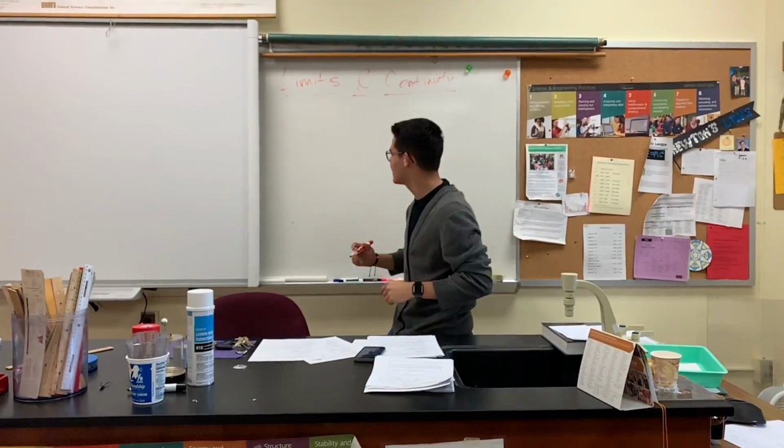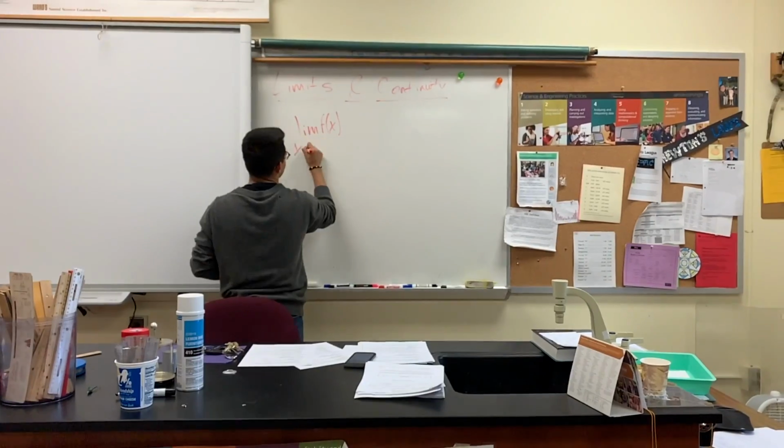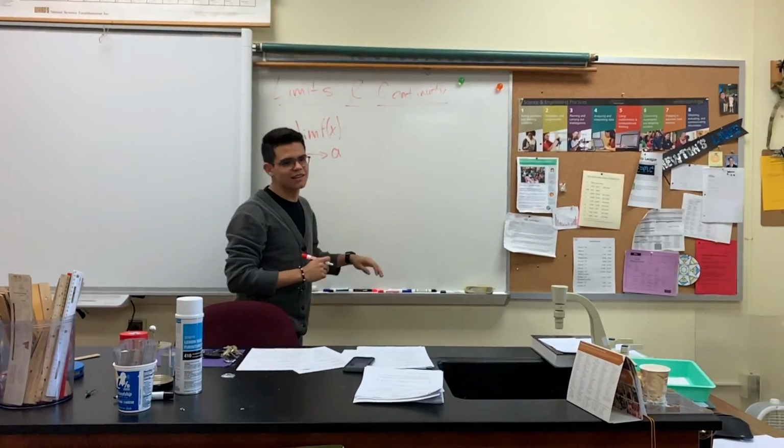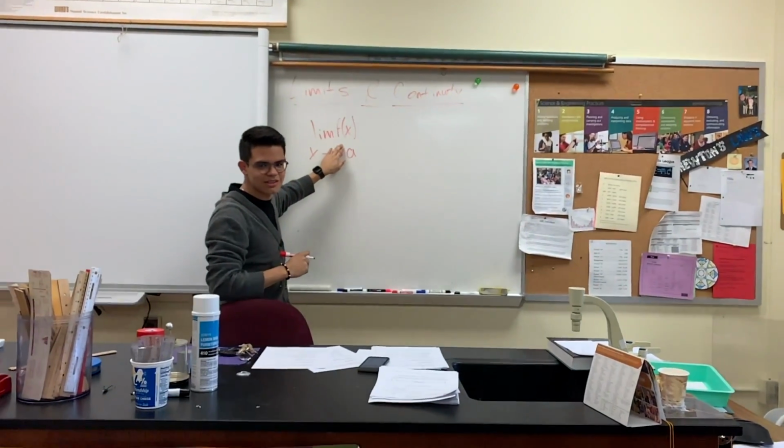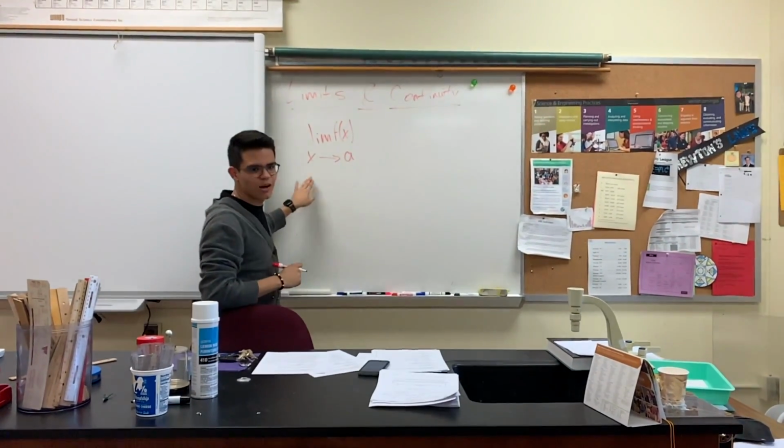First thing we're going to be looking at is... Now, what is this showing? This is showing the value that the function approaches as x approaches a.